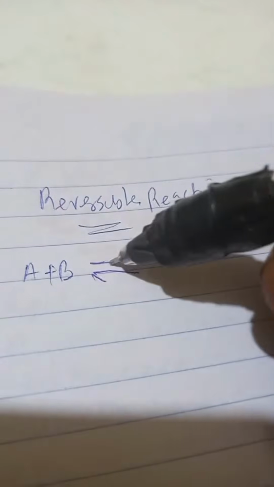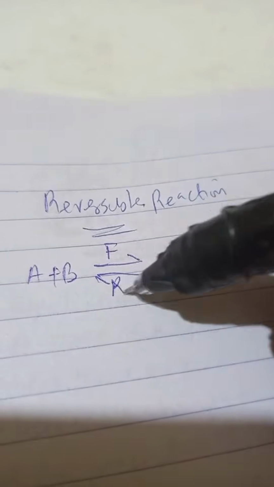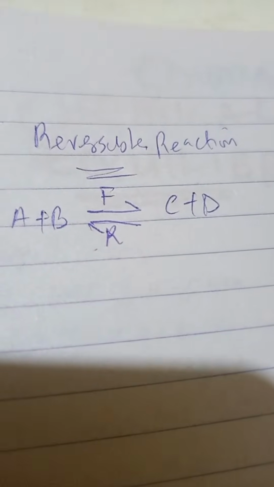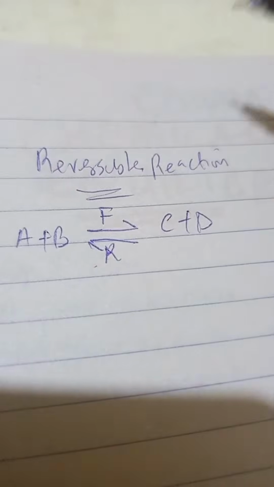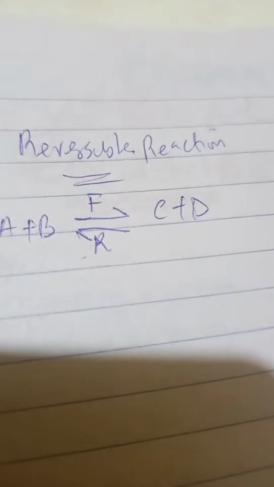So you can have something like A plus B combine in the forward direction to give us C plus D. This is forward and this is backward. Let me just use reverse direction. When I say reverse direction, I mean backward. When I say forward direction, I mean forward, like this. So when A plus B combine to give C plus D, and at the same rate C plus D combine to give A plus B, then you say the reaction is in equilibrium. Okay, I hope you understand that part.